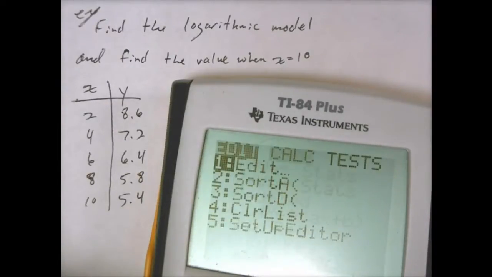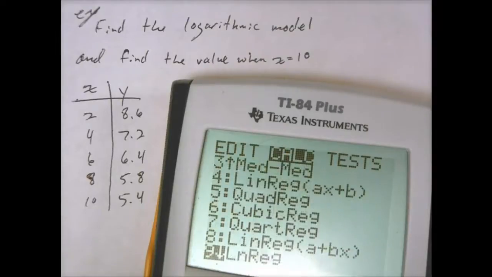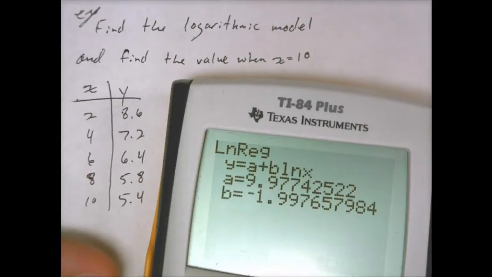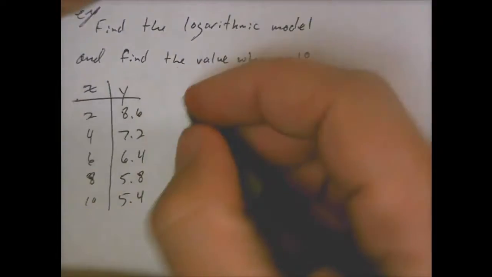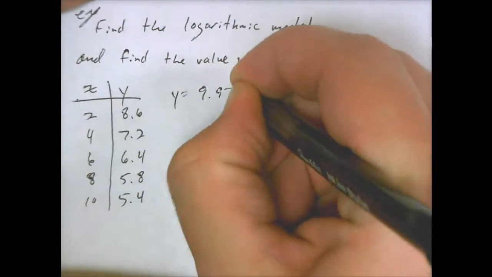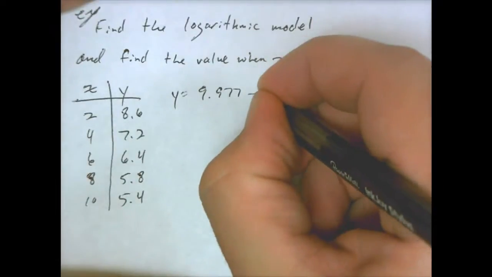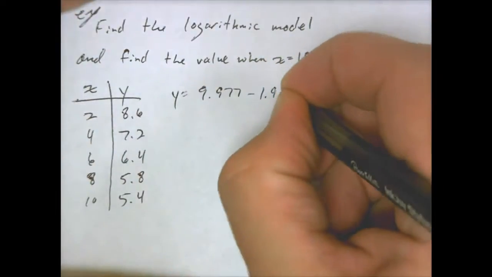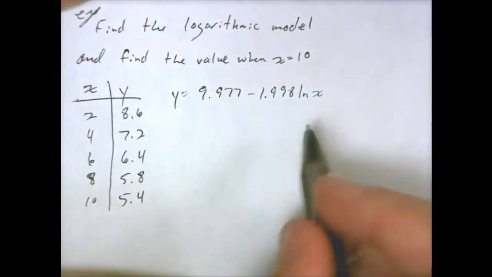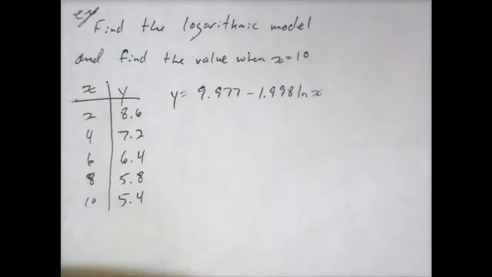I can go stat, calc. This time I want a log regression, so I'll choose natural log regression. And again, hit enter, and it tells you your equation. And then it's just a matter of putting those numbers in for your equation where they are. So you have y equals 9.977 minus 1.998 natural log of x. To figure out the value when x is 10, just substitute that into your equation.